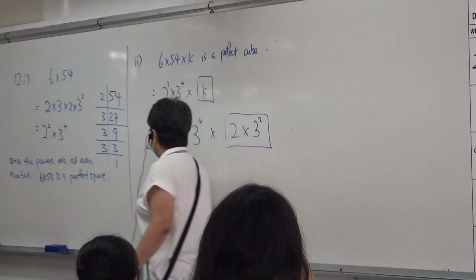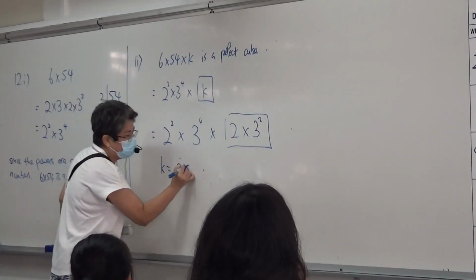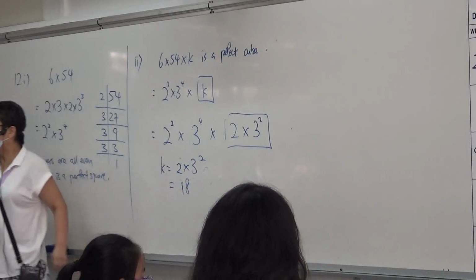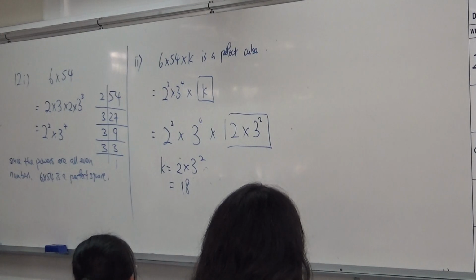Can see? So, K will be 2 times 3 squared. Answer? 89. Can see now? Can see now? We take out now.